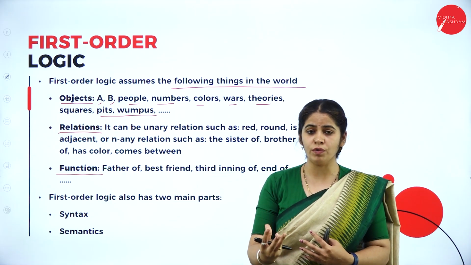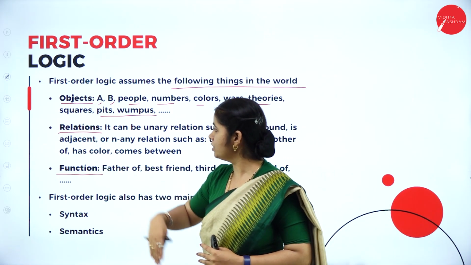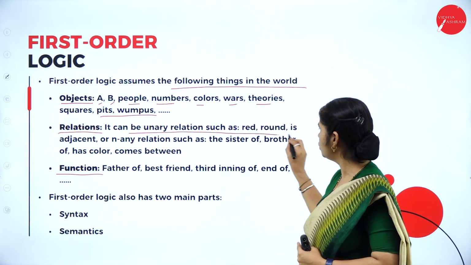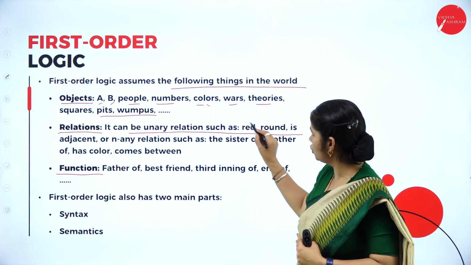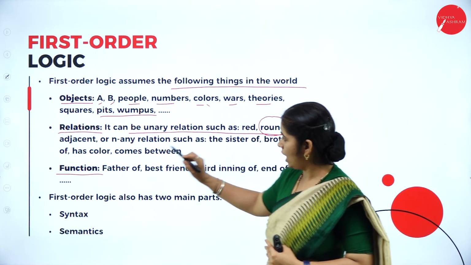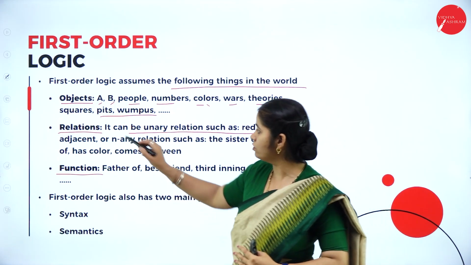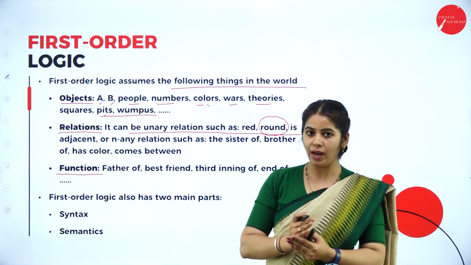The objects we have in the particular environment. So relationship, how can we provide the relationship? It can be a unary relationship, such as if it is a color, it is red, if it is a shape, it is round, or adjacent to, that object is adjacent to the other object, as we have seen in the Wumpus world problem, the adjacent room, right?